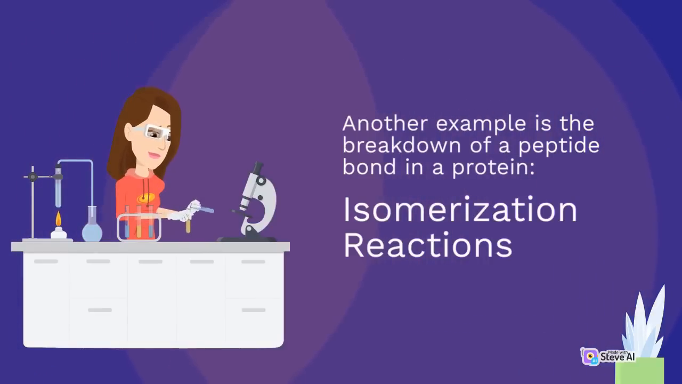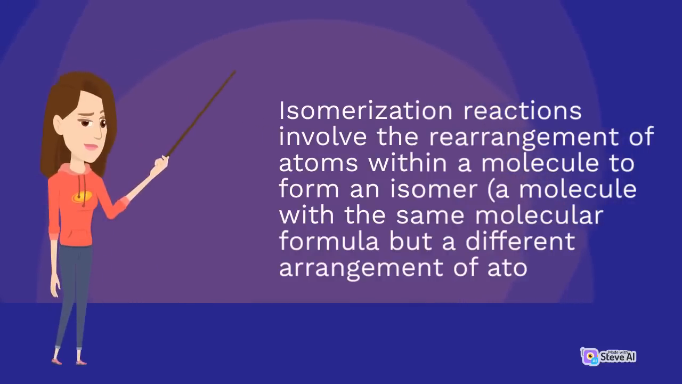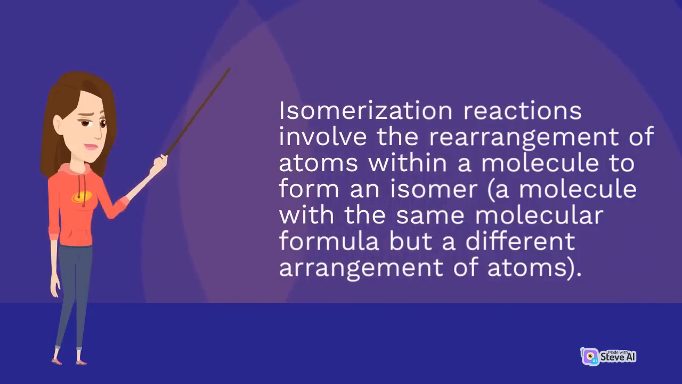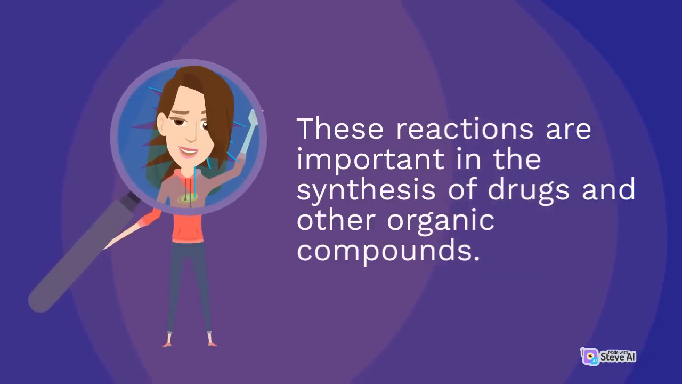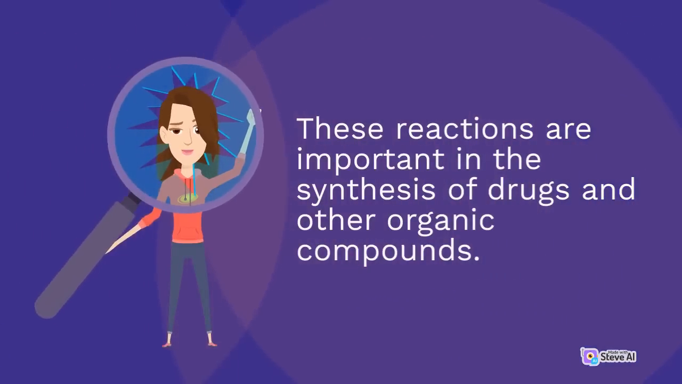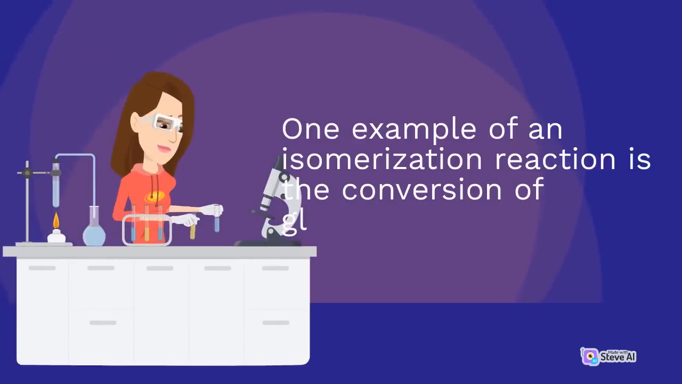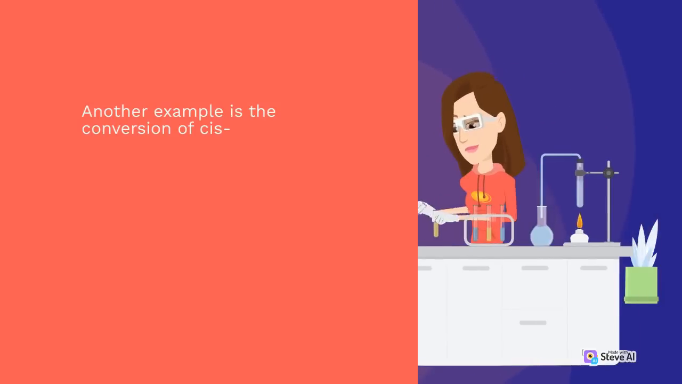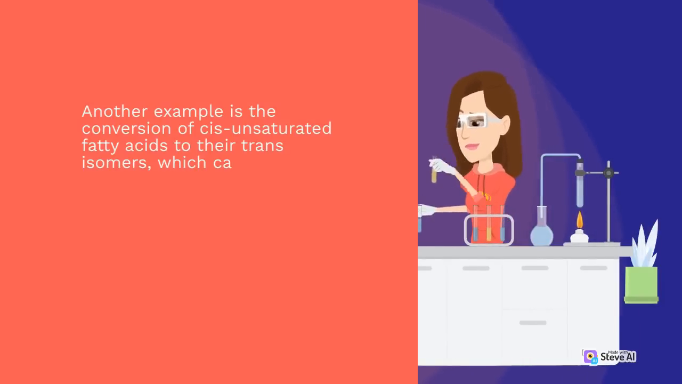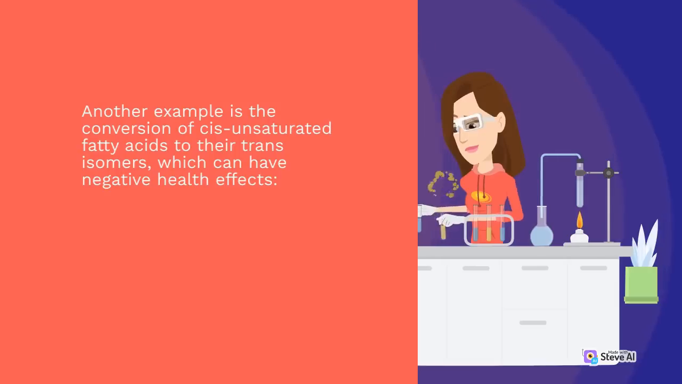Isomerization reactions. Isomerization reactions involve the rearrangement of atoms within a molecule to form an isomer, a molecule with the same molecular formula but a different arrangement of atoms. These reactions are important in the synthesis of drugs and other organic compounds. One example of an isomerization reaction is the conversion of glucose into its isomer, fructose. Another example is the conversion of cis-unsaturated fatty acids to their trans isomers, which can have negative health effects.